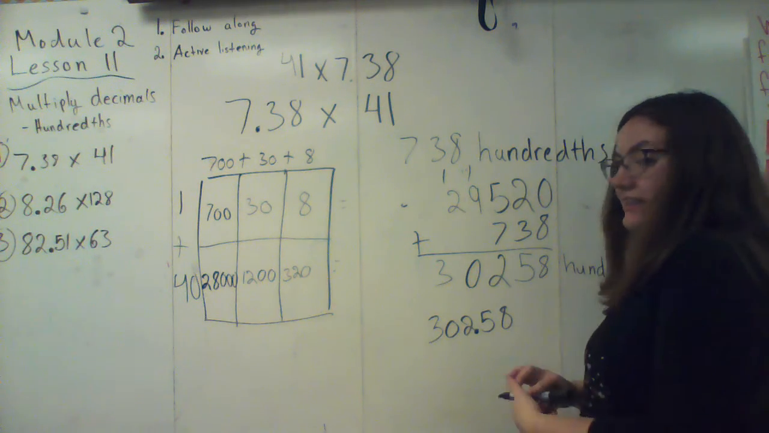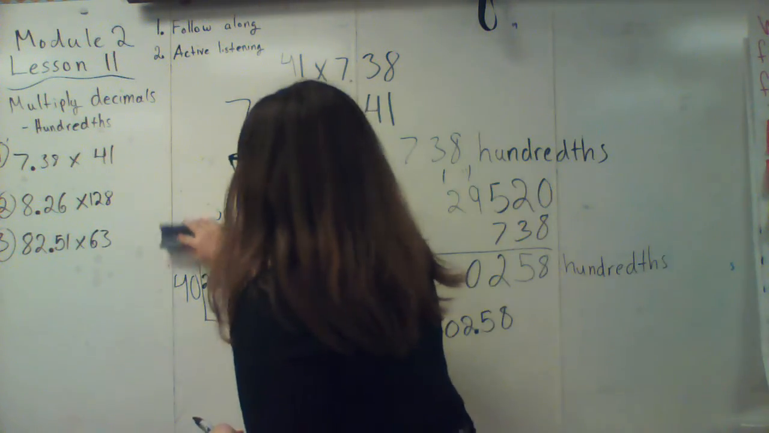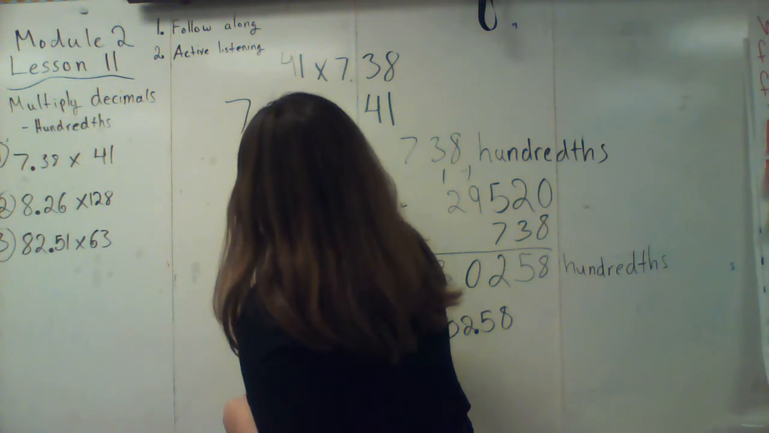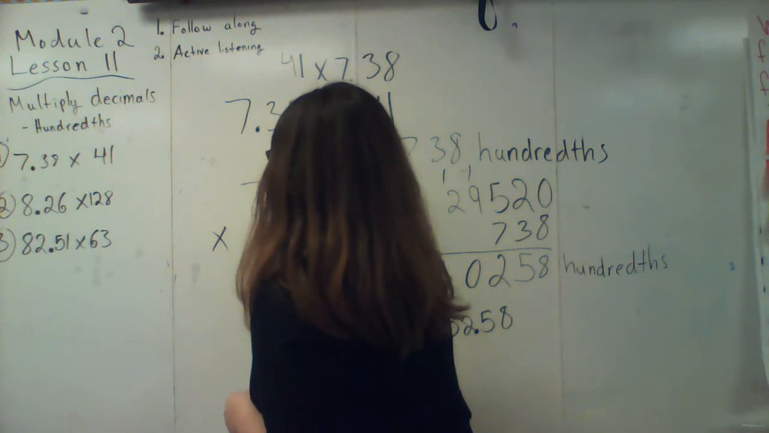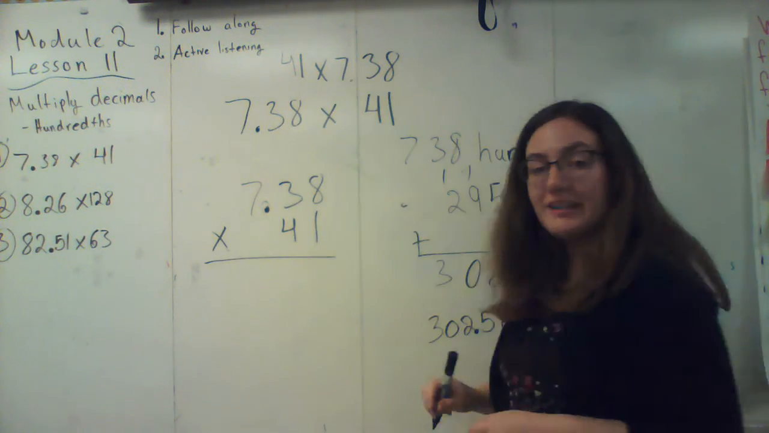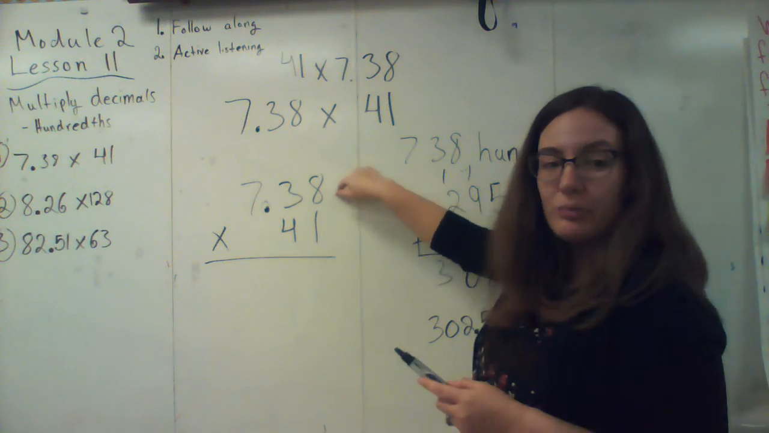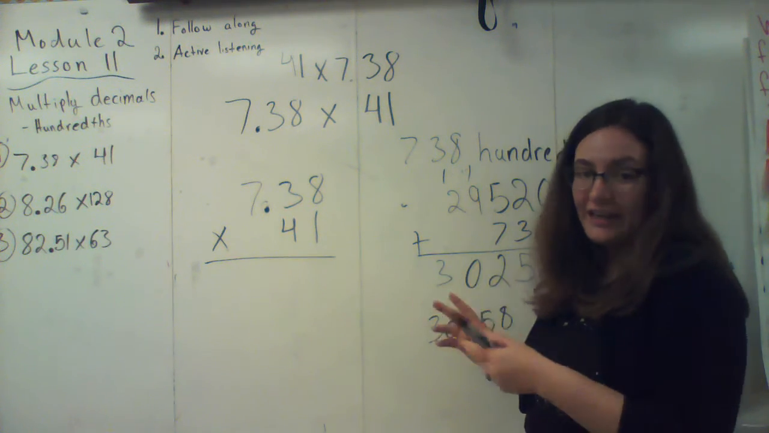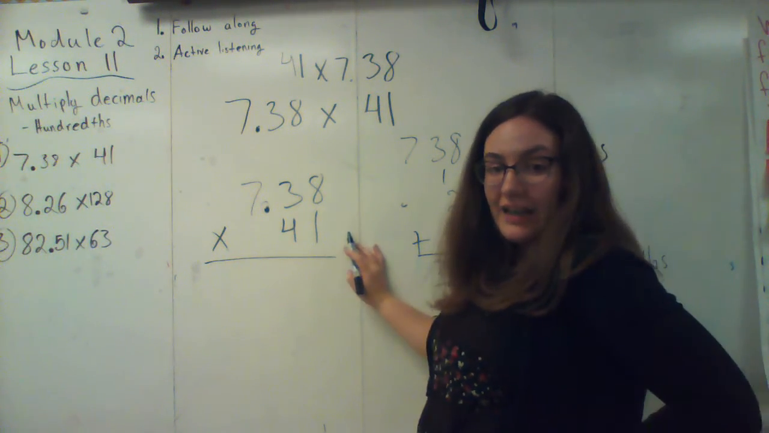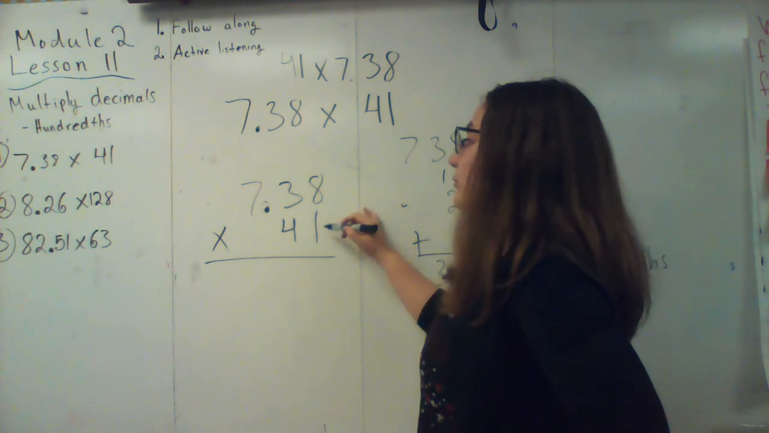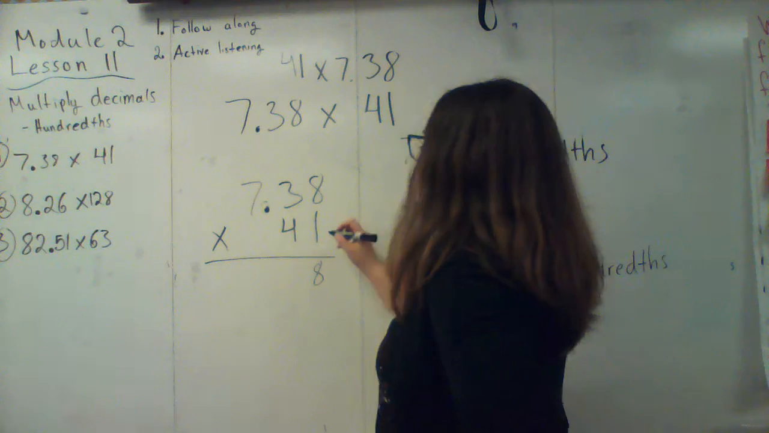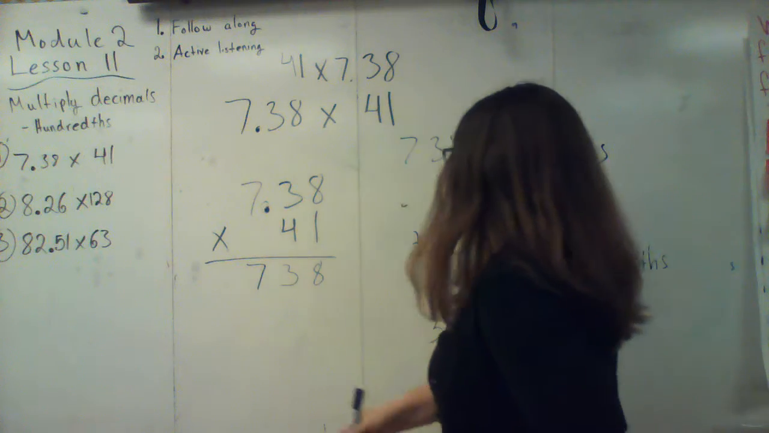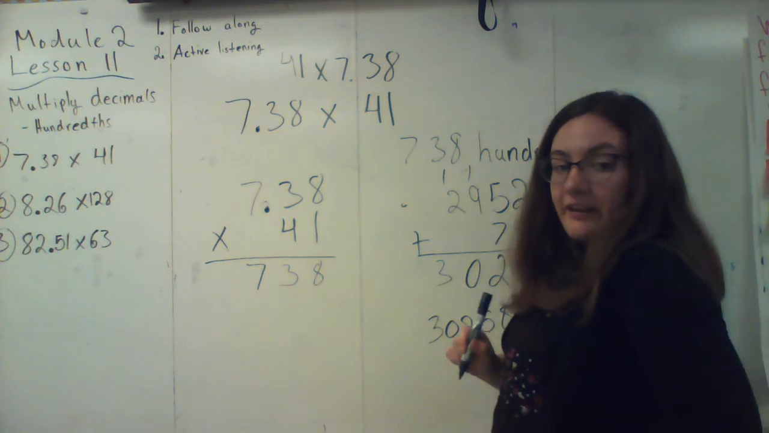We're going to try it with the standard algorithm now. So I'm going to erase my area model. And I'm going to set up 7.38 times 41. Remember what I said in class? I usually like to have the number with more digits on the top, just because I'm not going to have to worry about as many partial products or lining it up incorrectly. So let's go ahead and start solving with our standard algorithm. So I have 1 times 8, which is 8. 1 times 3 is 3. 1 times 7 is 7, and that actually matches our first partial product from our area model.